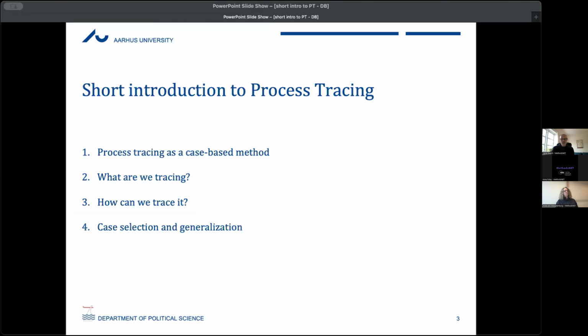So this short course taster is going to have just a couple of elements where we're going to walk through. For those of you that are not familiar with process tracing, we'll introduce it as a case-based method and what that actually means. Hilde is then going to, and this is probably the longest of these components, talk a little bit about what we're actually tracing, and there are different schools on this, and there's not a right or wrong answer.